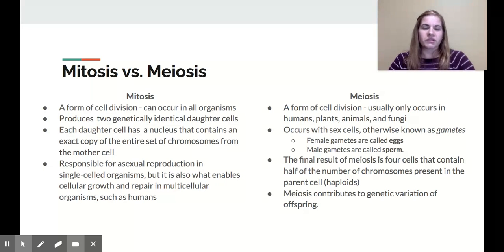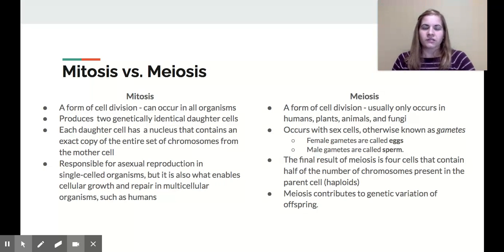This is typically responsible for asexual reproduction in single-celled organisms, like how we talked about the amoeba, but it also is what happens when your cells are growing. For example, in humans, during any type of growth or repair, every cell is going through mitosis, creating identical cells to what originally was there.